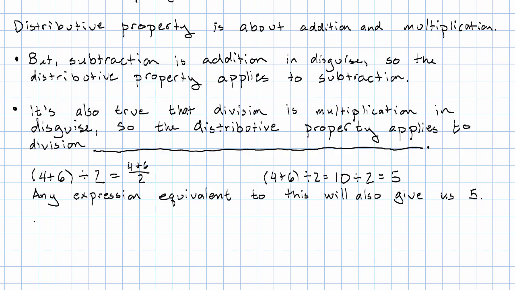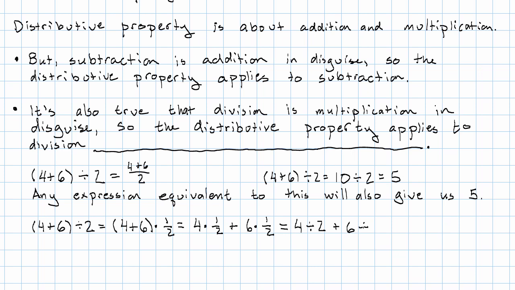But we know that dividing by 2 is the same as multiplying by a half. And now applying the distributive property, I have 4 times a half plus 6 times a half. Multiplying by a half is just dividing by 2. So I have 4 divided by 2 plus 6 divided by 2. So 2 plus 3 is 5.